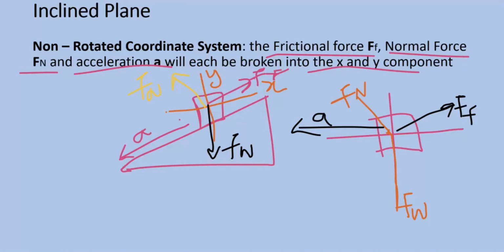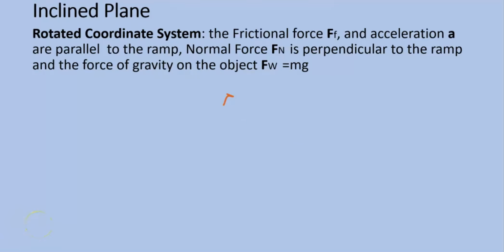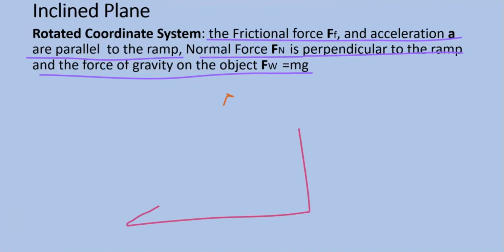All right. So now let's look at the rotated coordinate system. In the rotated coordinate system, the frictional force and acceleration are parallel to the ramp, while the normal force is perpendicular to the ramp. And the force of gravity is mg, that's mass times gravity. Let me draw that diagram. Let's draw a ramp, and here is the object. Here are the coordinates.